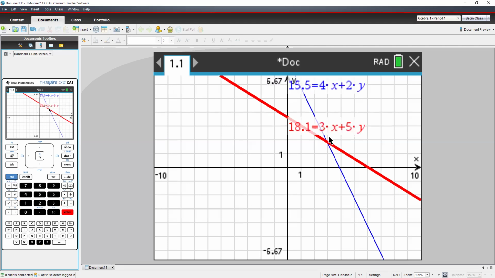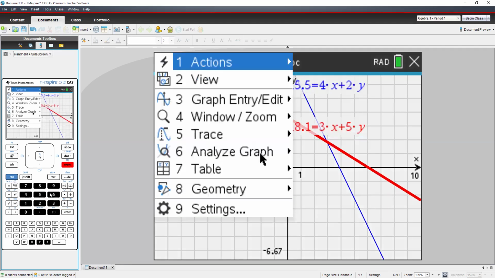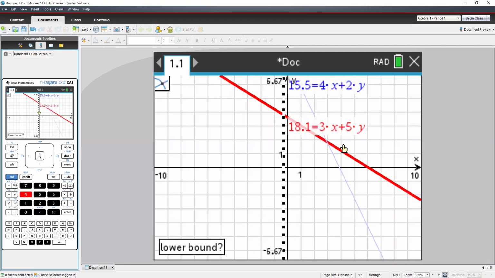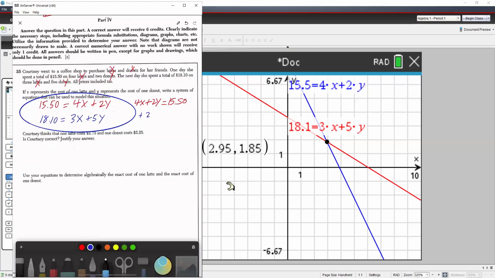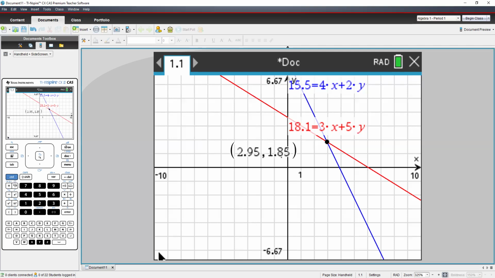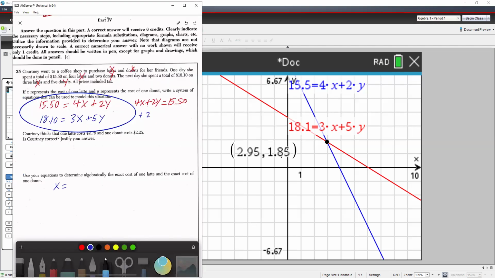This is the solution. Once we find the intersection, it's going to tell us the price of a latte, and it's also going to tell us the price of a donut. So all we have to do is go menu 64. That's for intersection. Start on the left, pull it until you see the word intersection, and boom, there's the answer. So the X value is lattes. So that means each latte is $2.95. Let me move this over and let me try that again. All right. So that means X equals $2.95. So one latte costs $2.95. One donut costs $1.85. Boom.